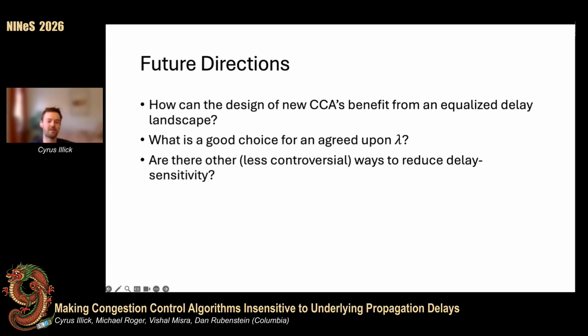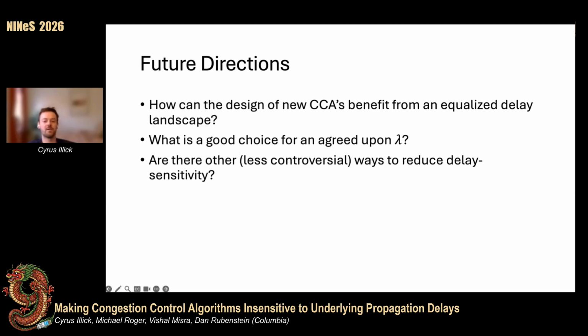And if competing flows could agree on some equalization point lambda, then CCAs could be optimized to perform at that specific point of equalization. It's also interesting to think about how one could choose an optimal equalization point lambda. There could be benefits from choosing a lambda that is large enough to capture the bulk of competing flows while not having to be larger than any possible propagation delay. And this is because even just by reducing the total range of propagation delays, real-world sensitivity should reduce.